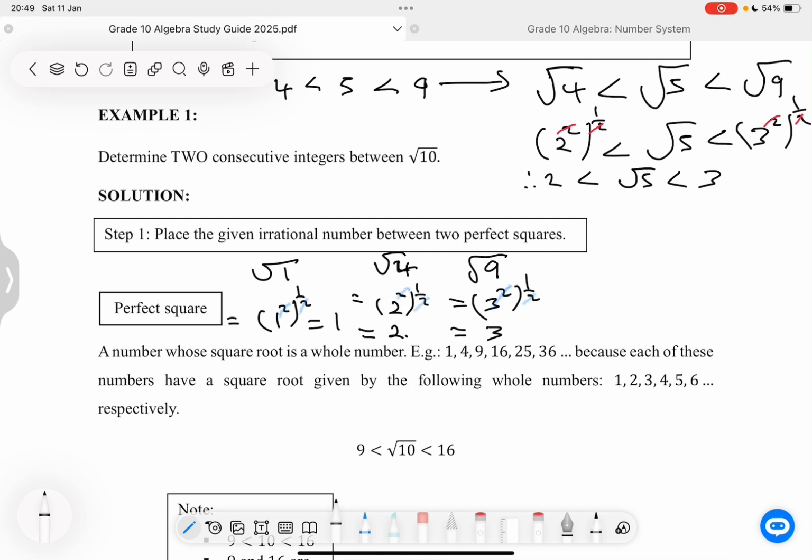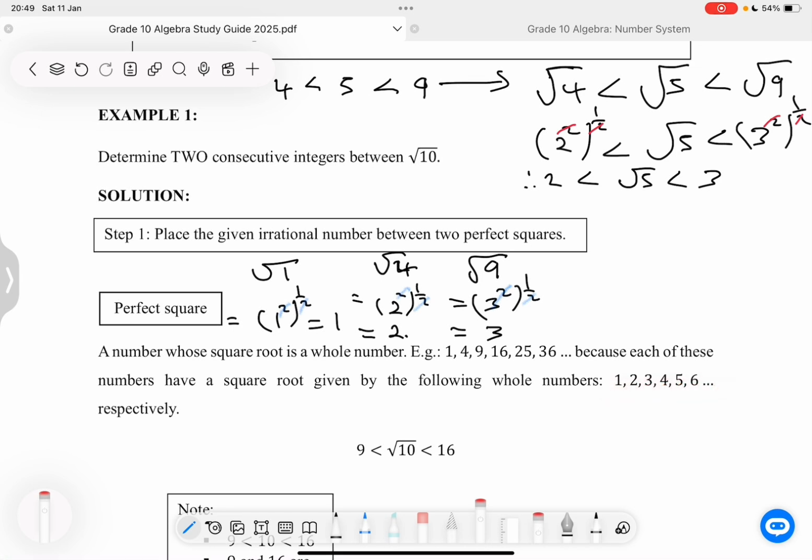But 3 is a whole number. So I took the square root of 9 and I got a whole number, 3. So that means 9 must be a perfect square. And you can continue doing this for all the whole numbers, right? 1, 2, 3, 4, 5, 6, 7, 8.